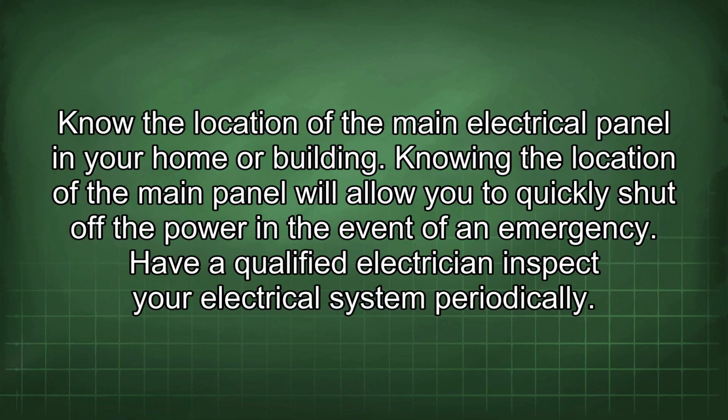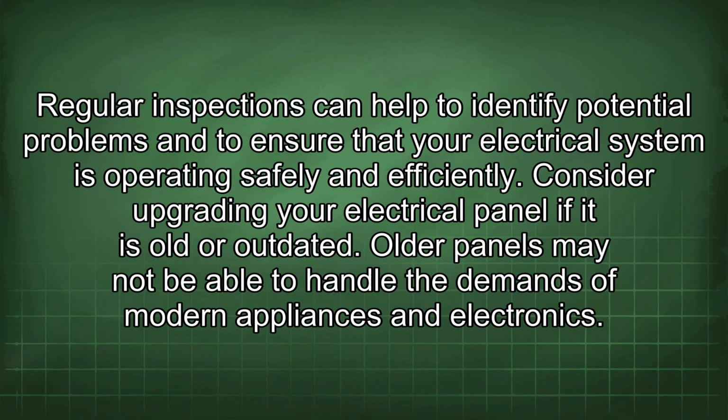Know the location of the main electrical panel in your home or building. Knowing the location of the main panel will allow you to quickly shut off the power in the event of an emergency. Have a qualified electrician inspect your electrical system periodically. Regular inspections can help to identify potential problems and to ensure that your electrical system is operating safely and efficiently.